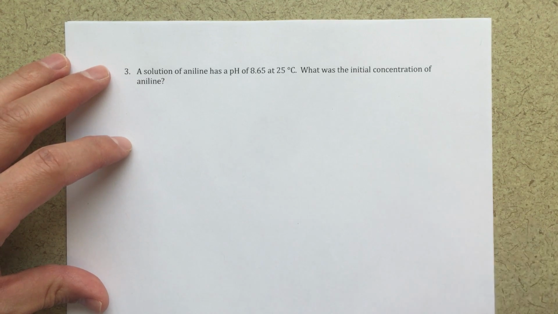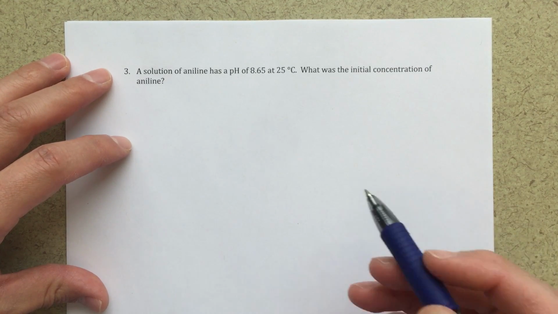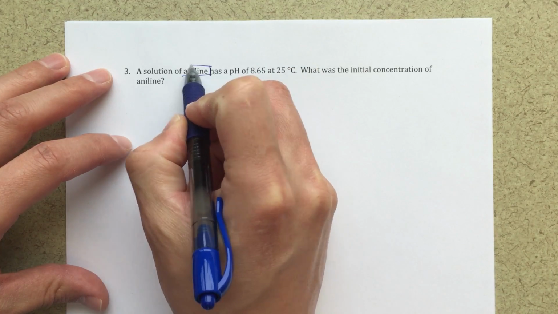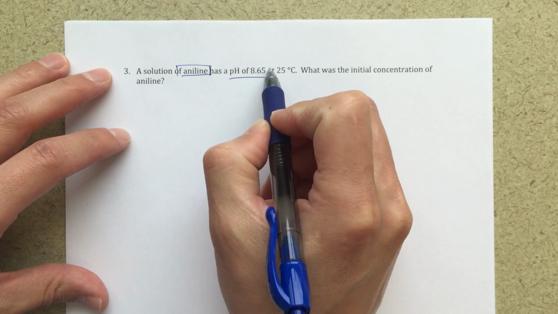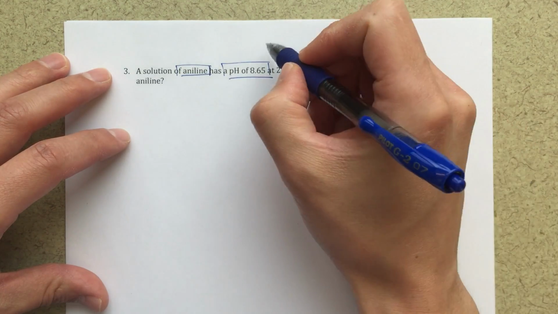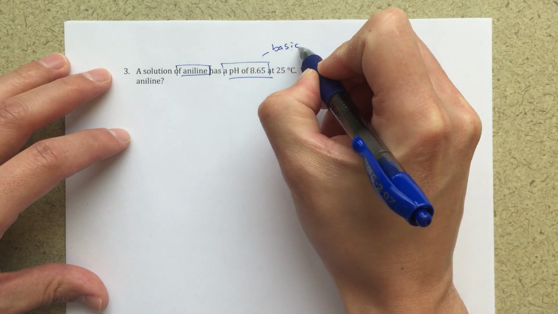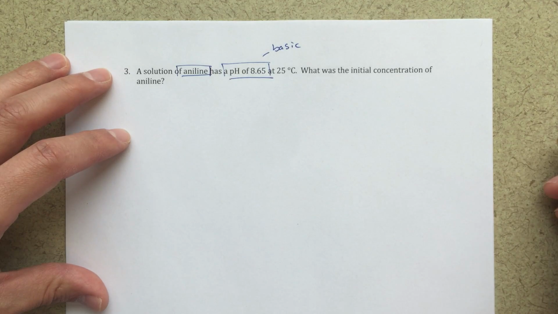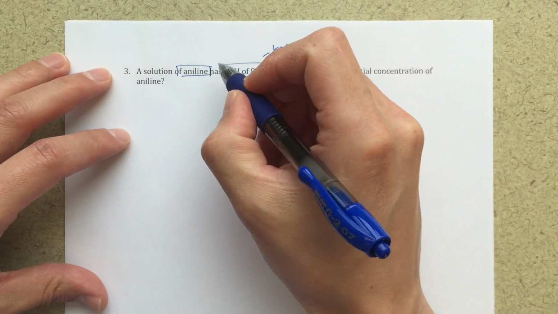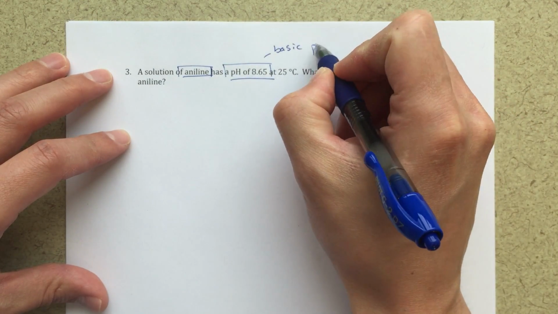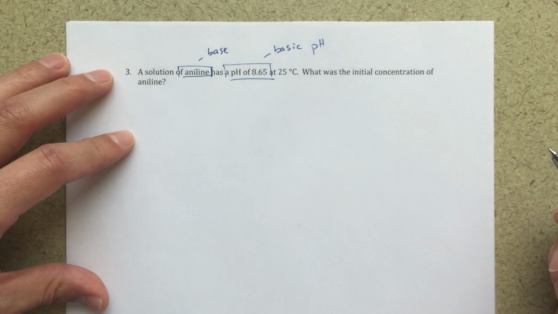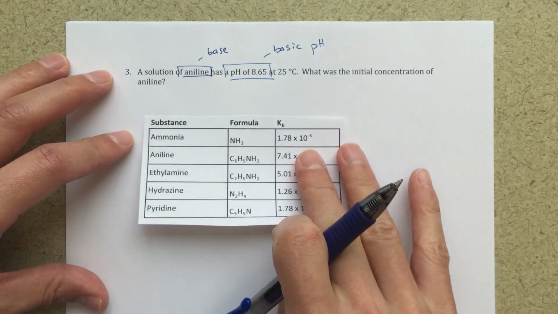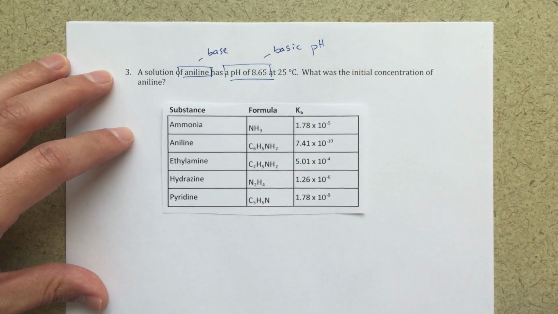The first thing I notice about this problem is that I'm told it's a solution of aniline. I might not know what that is, and that's okay, but the next thing I'll notice is that it has a pH of 8.65. I notice right away that is a basic pH. So that indicates this is probably a weak base, right? If this is a basic pH, aniline is probably a weak base.